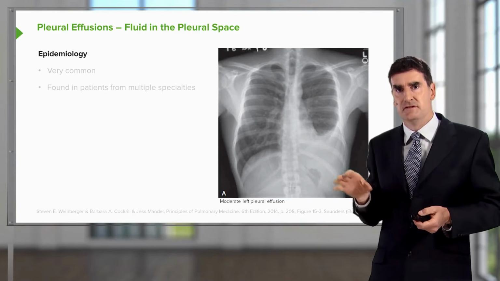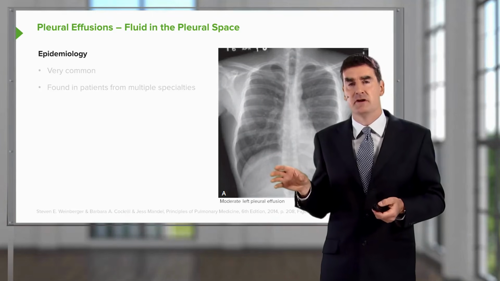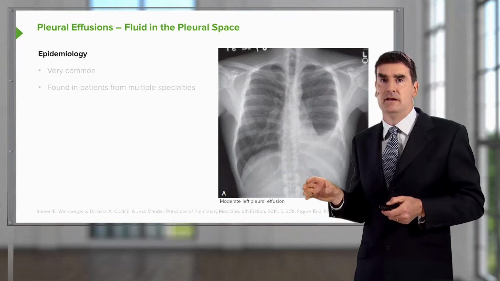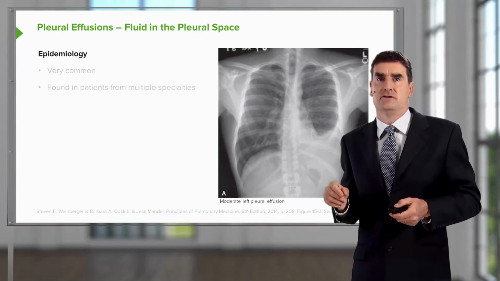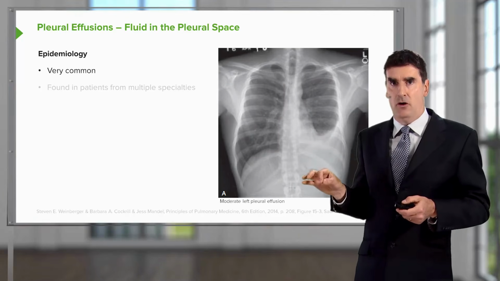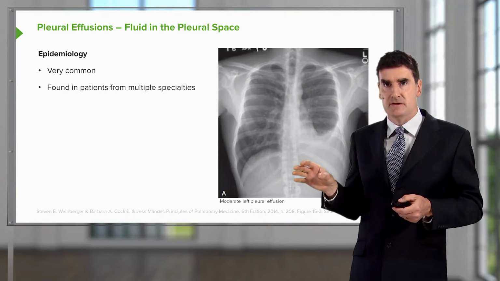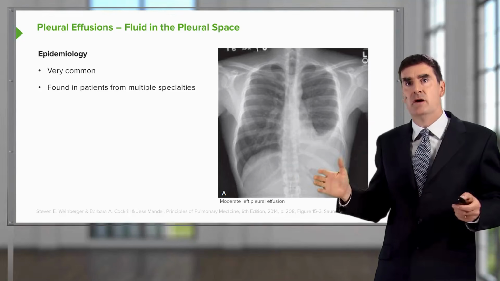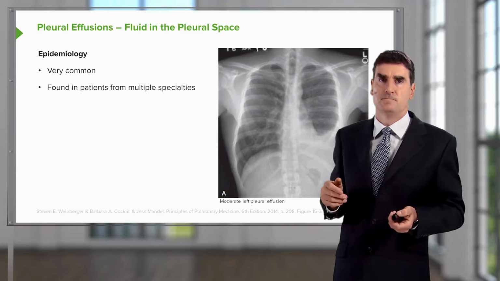So pleural effusions, fluid in the pleural space. This is an X-ray on the right-hand side of somebody with a left pleural effusion. That should be readily detectable clinically, and you can see it quite easily on the chest X-ray. These are very common, and they occur in multiple different specialties because the causes are a very large range and will be seen by multiple different medical specialties.